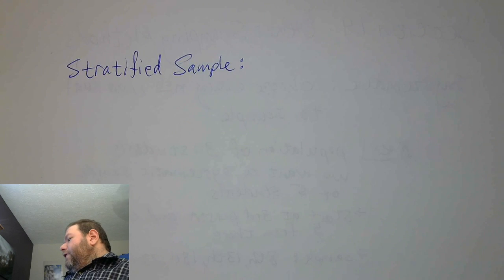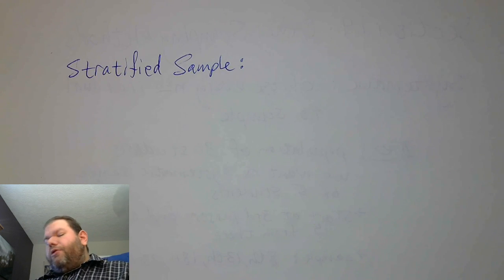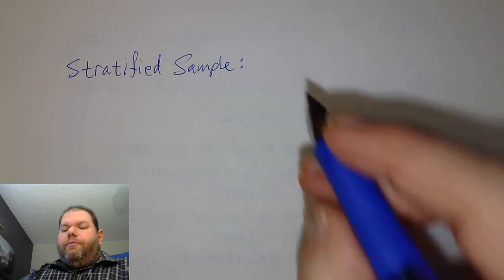Now for a stratified sample, the idea behind this is that we'll go ahead and divide the population into what we call related subgroups.